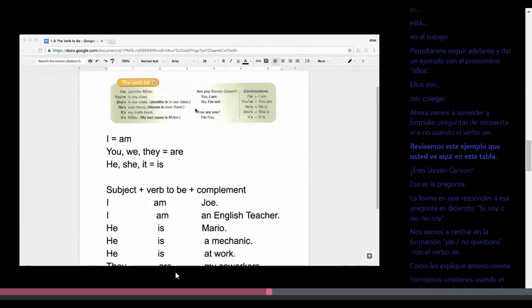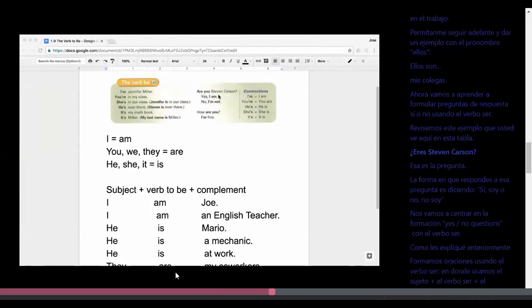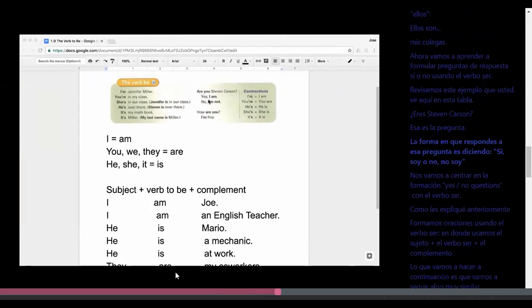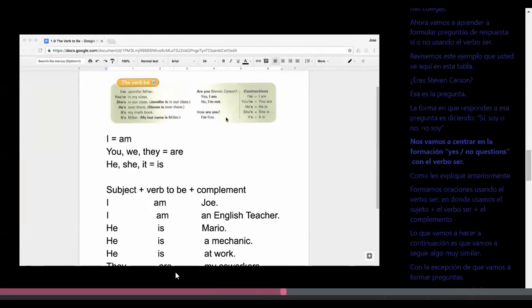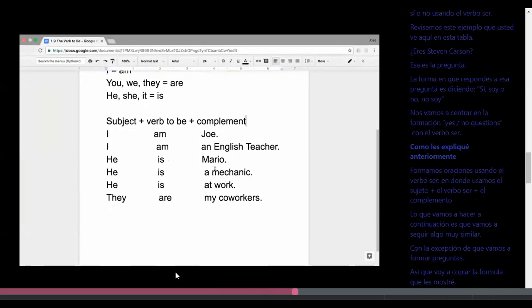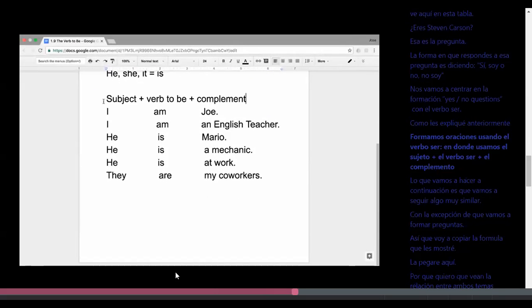Let's look at this example that you see here on this chart. Are you Stephen Carson? That's a question. The way you respond to that question is by saying, yes, I am, or no, I'm not. Then there's one last question there. How are you? We're going to focus on forming these yes and no questions using the verb to be. As I explained previously, I'll show you how to form statements using the verb to be, where we use the subject, the verb to be, and the complement.